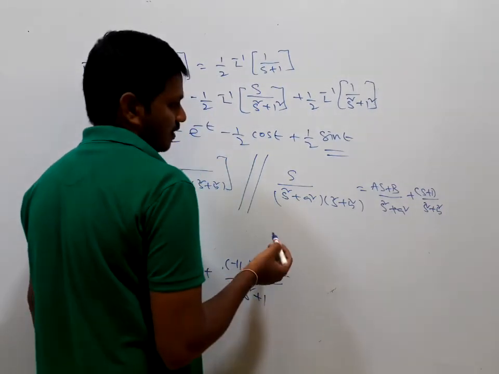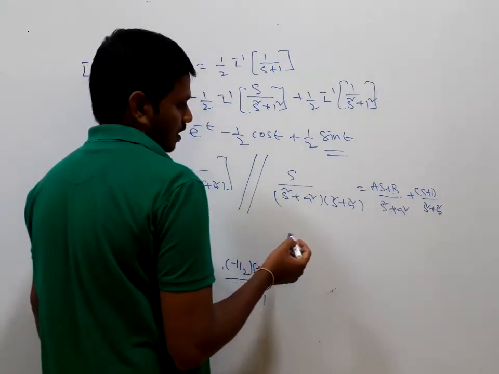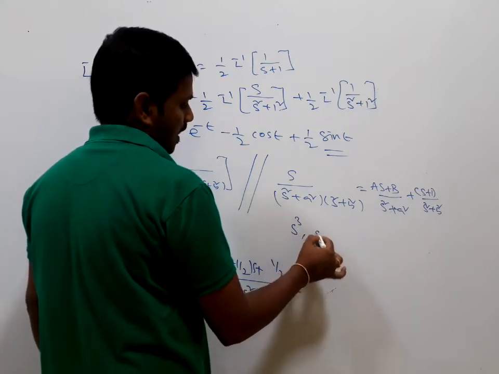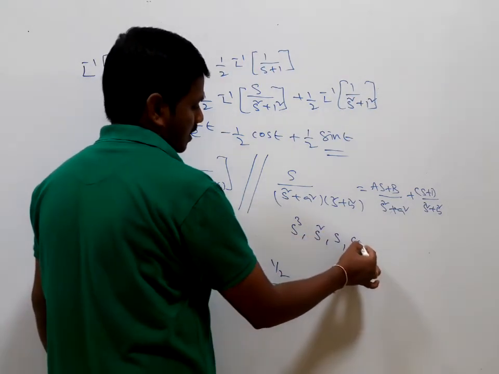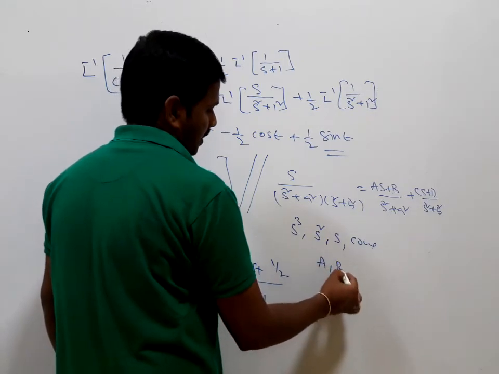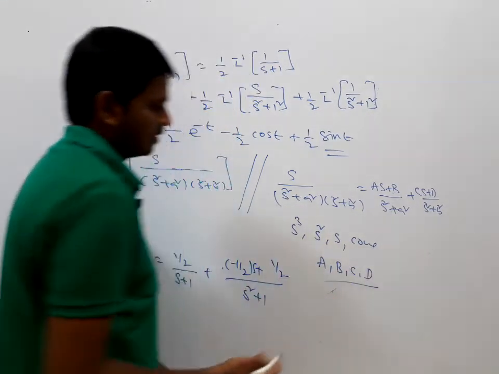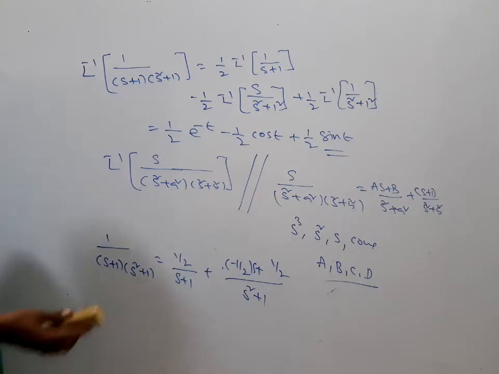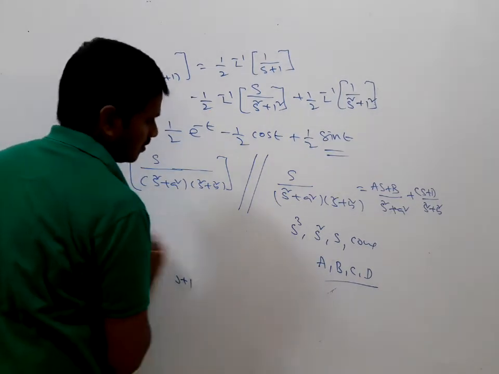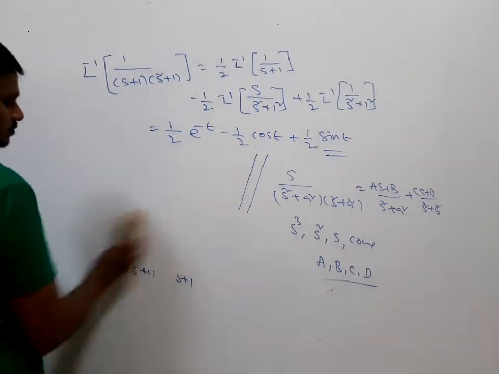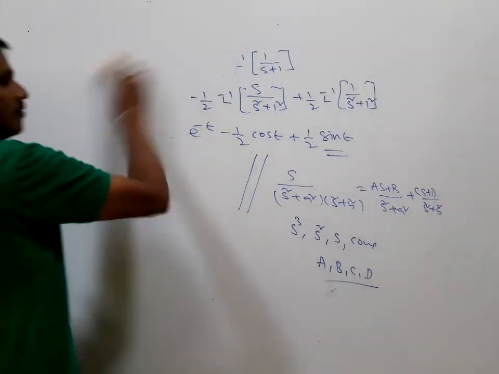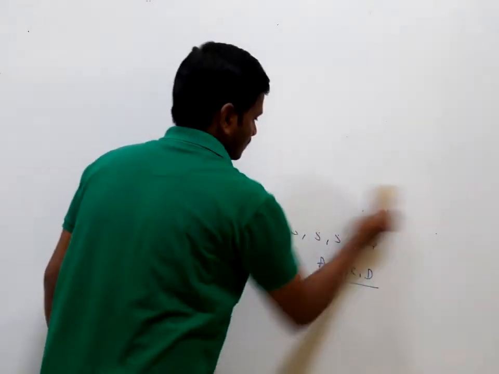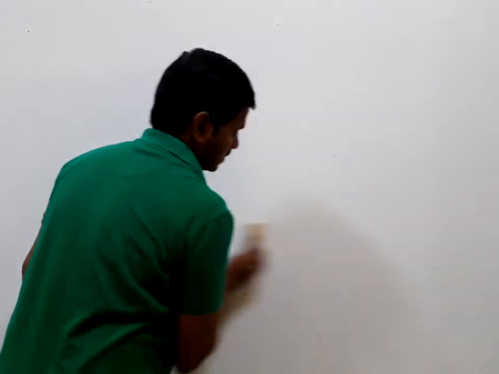Equating the coefficients of s cube, s square, s and constant, you will get a, b, c, d. Then you will get these values. The roots are imaginary, so this is the way.